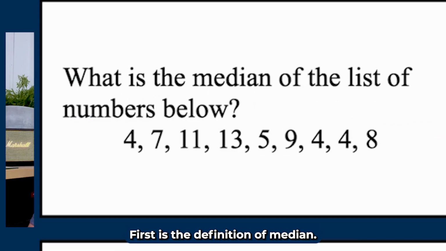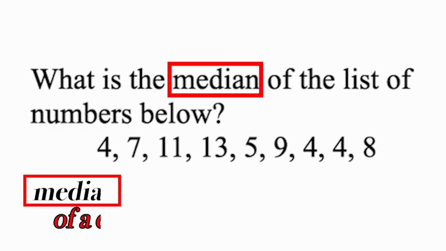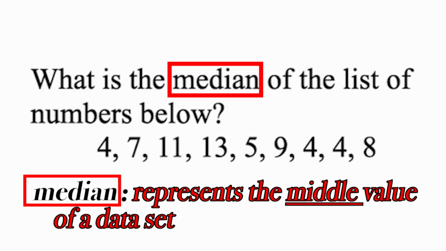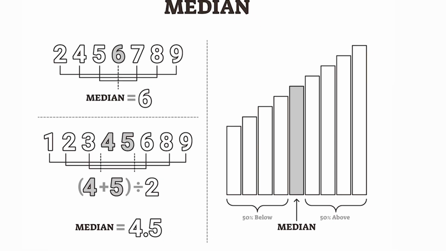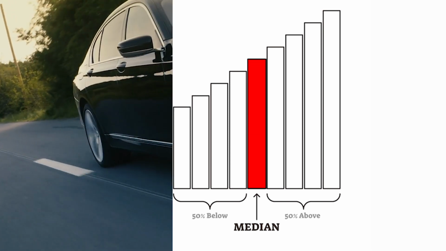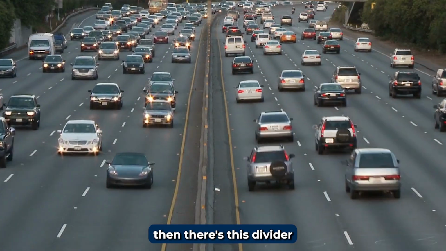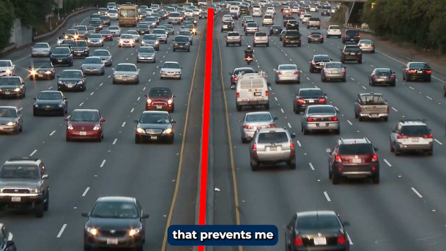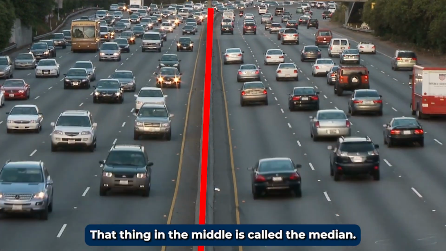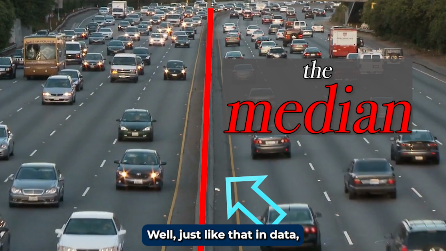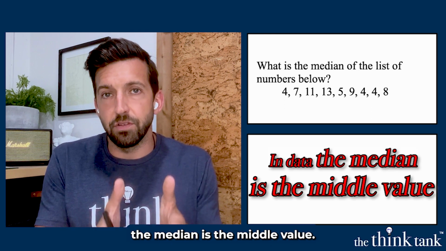First is the definition of median. The median represents the middle value of a data set when they're in order. We'll get to that in a second. But when I think median, I think middle, much in the same way that when I'm driving on the right side of the road, there's this divider in the middle of the road that prevents me from running into the oncoming traffic. That thing in the middle is called the median. Well, just like that, in data, the median is the middle value.